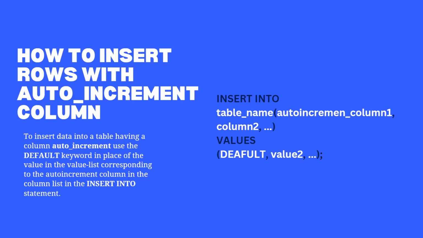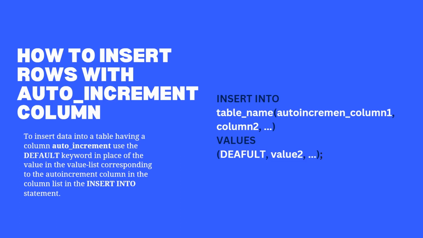In the previous section we learned how to insert multiple rows using a single insert into statement. Now in this section we will learn how to insert rows with an auto increment column. Suppose we have a table and one of the columns of that table is defined as auto increment, how are we going to insert a value in that column? Now look at this syntax.